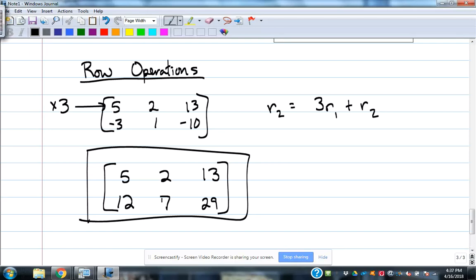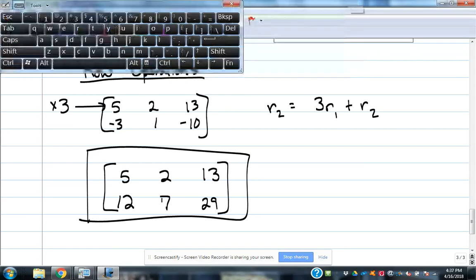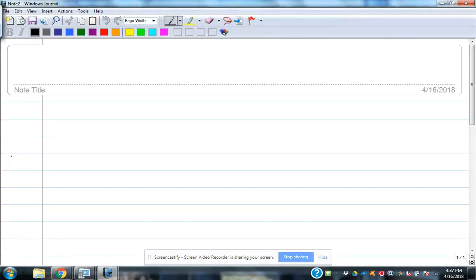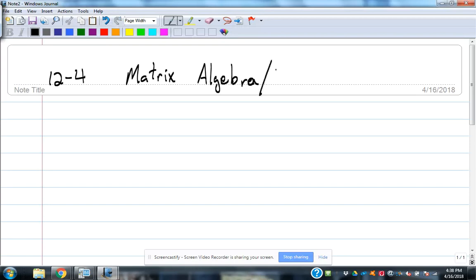All right. Let's go to the next section, 12.4. Matrix algebra and operations. It's easy. Super easy. All right, so we're going to have 3 matrices that we're going to write down here.